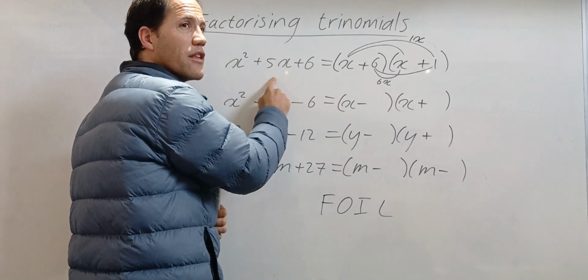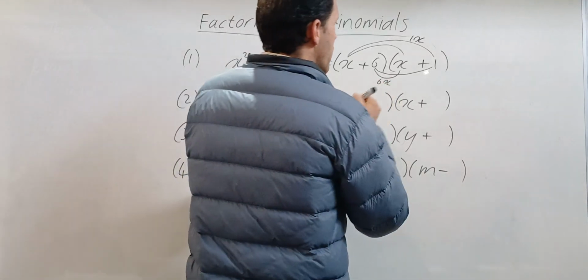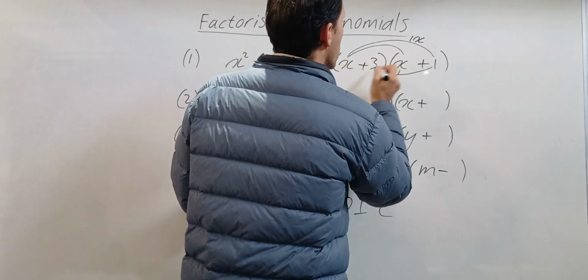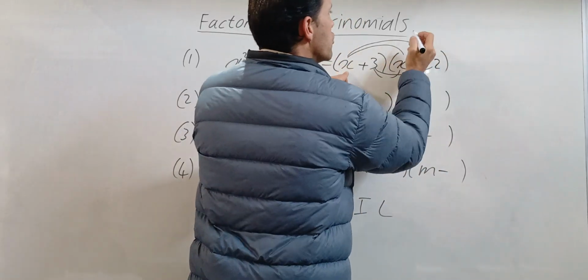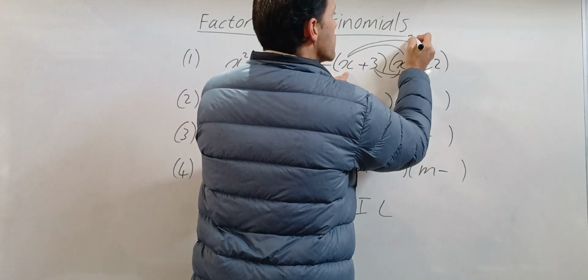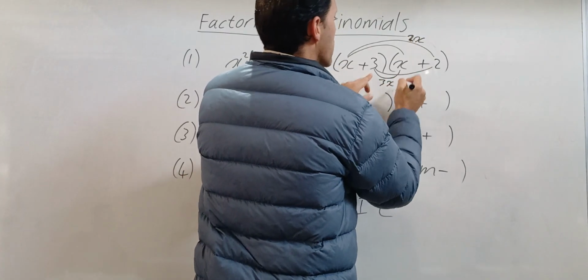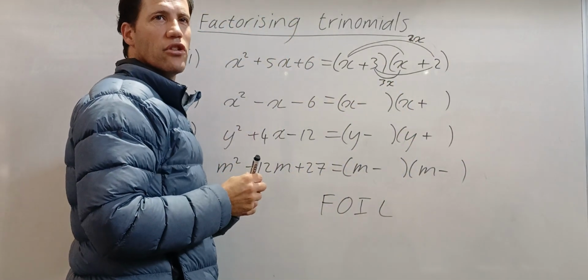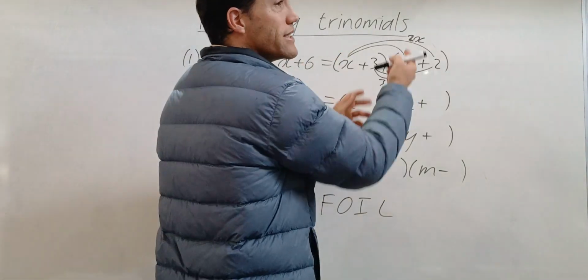So the important thing is always to check, how do I get the middle term? Then you can say, no, I'm not going to use this. I'm going to use 3 and 2. Because now, x times 2 is 2x, and 3 times x is 3x. And what is 2x plus 3x? It's 5x. So now you know you got the right numbers. So that's how you always double check.